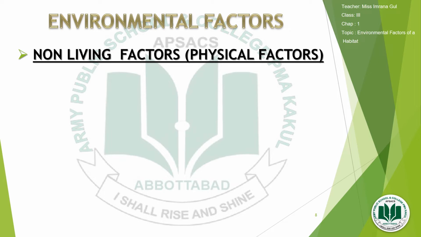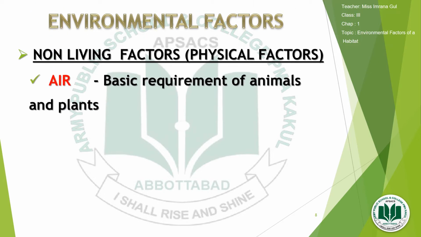The next non-living factor is air. Air is the basic requirement of animals and plants. Plants get carbon dioxide from air and make their food, while plants and animals both need oxygen for breathing, and it is present in air.